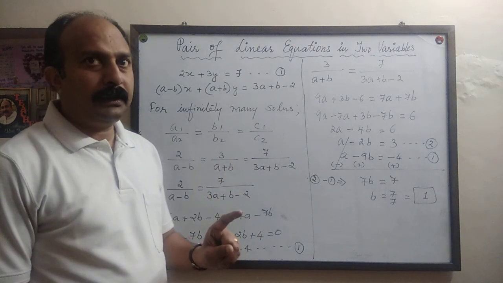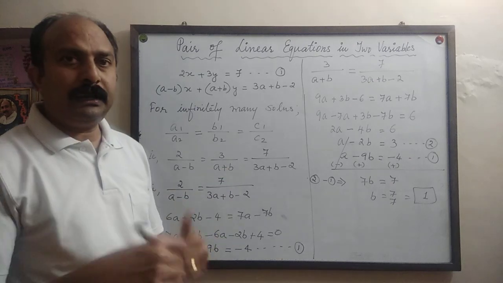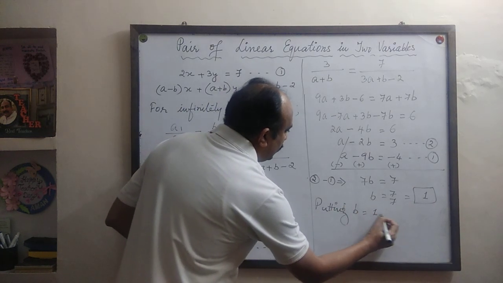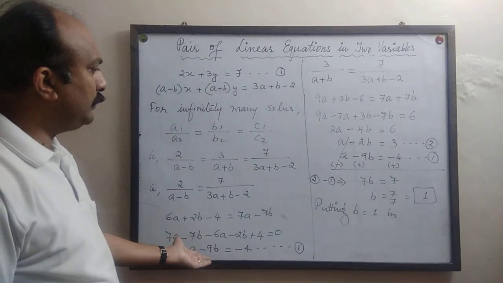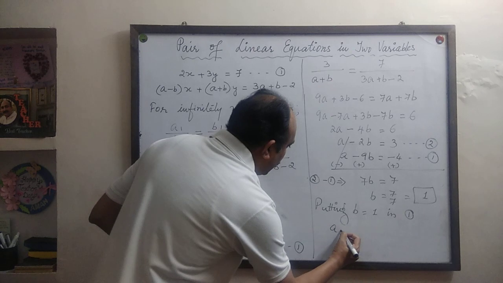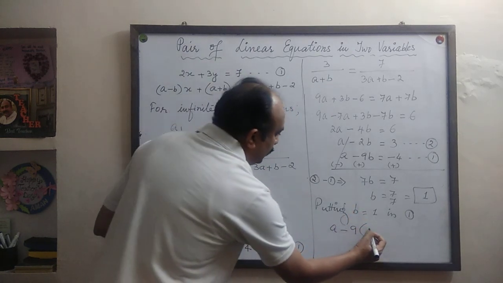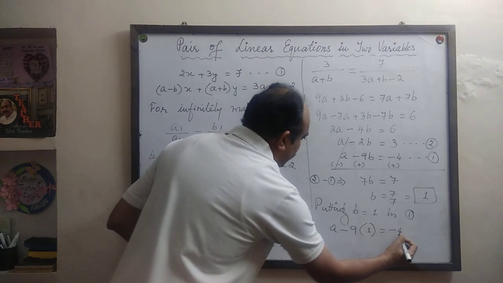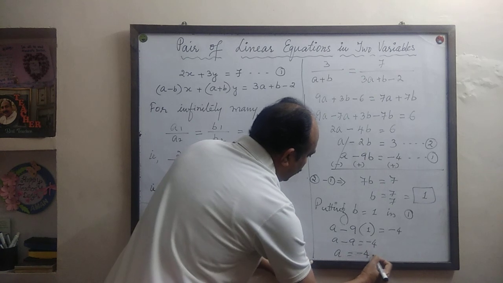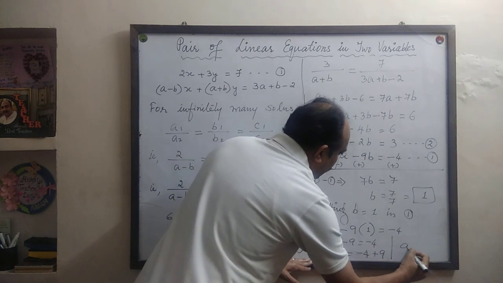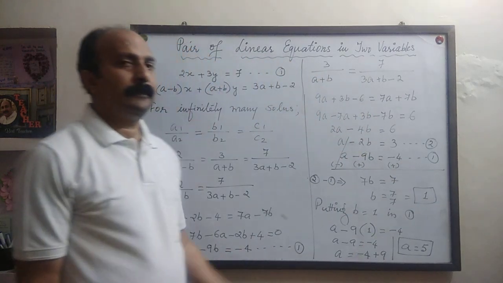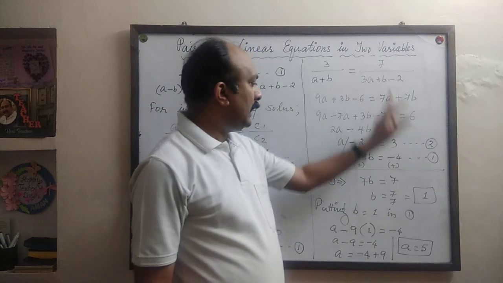After getting the value of any one variable, we will put it in any one of the equations to get the other value. So putting B is equal to 1 in any equation, I am going to put it in equation number 1. A minus 9B, B is equal to 1. So 9 into 1 is equal to minus 4. A minus 9 is equal to minus 4. A is equal to minus 4 plus 9, or A is equal to 5. The answer is A is equal to 5 and B is equal to 1.